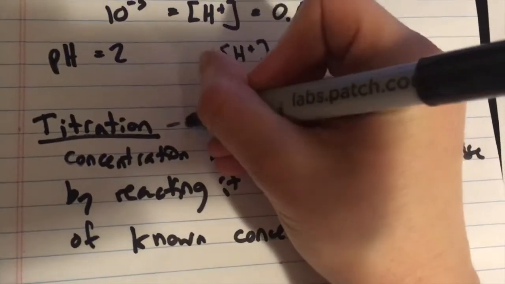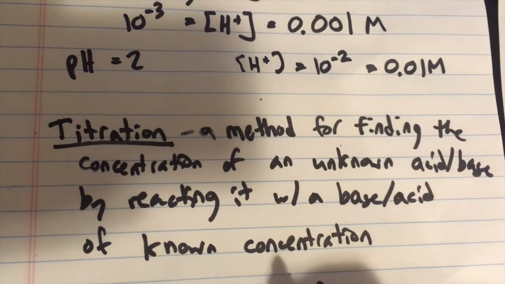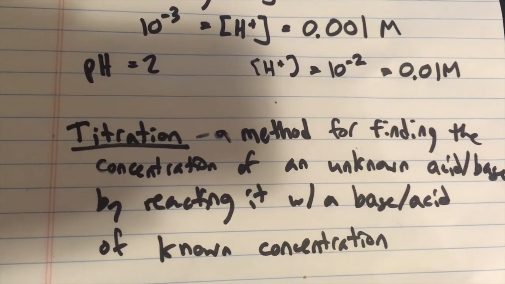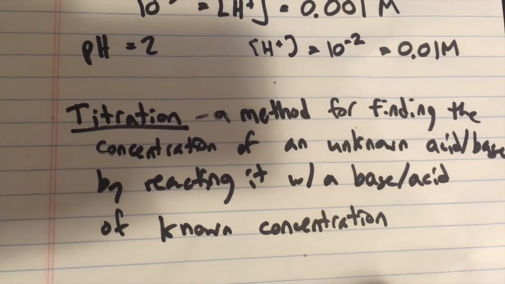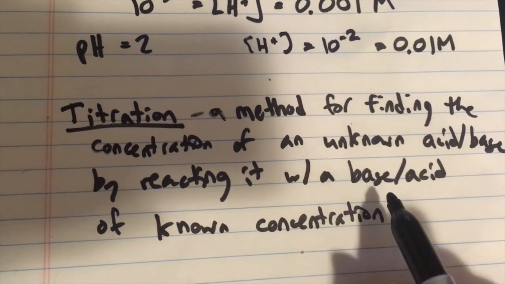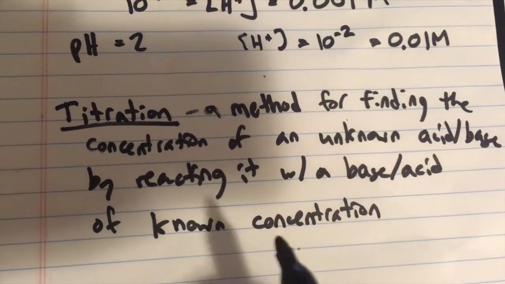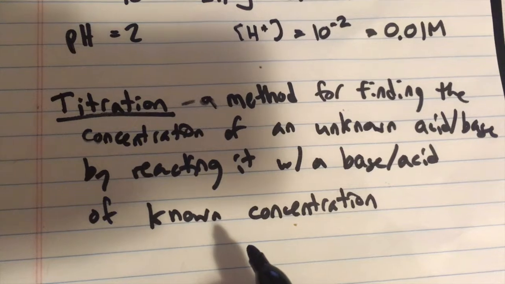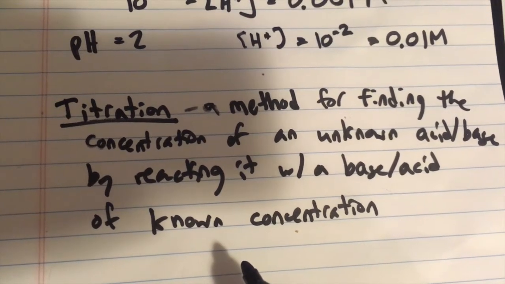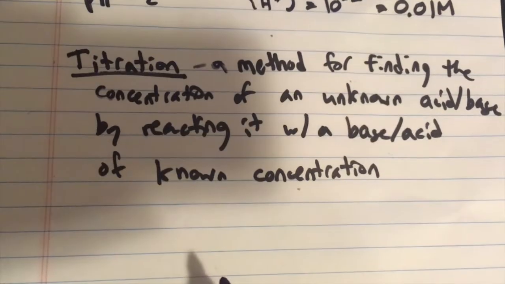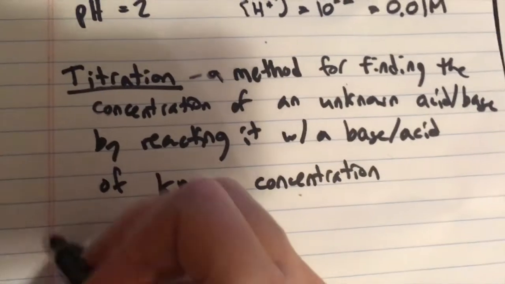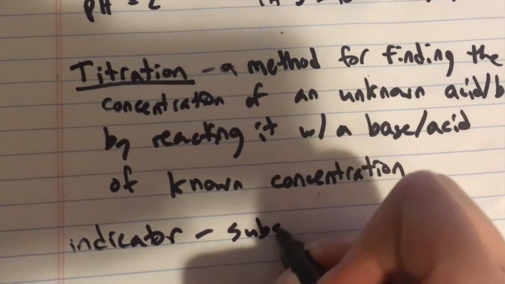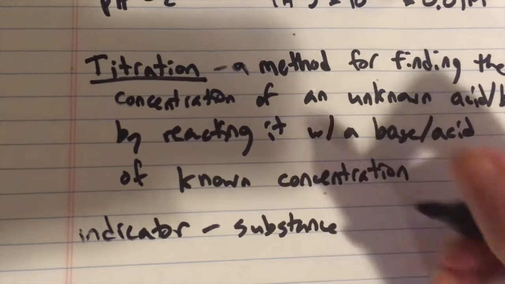So the reason titration works is that we know that for a neutral solution, you have to have equal moles of H plus and OH minus, right? And so if you know the concentration of what you're reacting, you can react it just enough to get the solution neutral. And then you know when the solution is neutral that the moles of H plus have to equal the moles of OH minus. The way we can tell if the solution is neutral is by using something called an indicator. Right, that's a substance that changes color when pH changes.